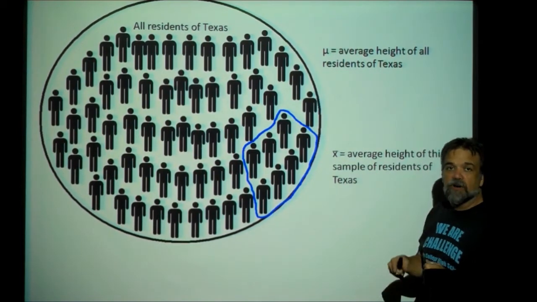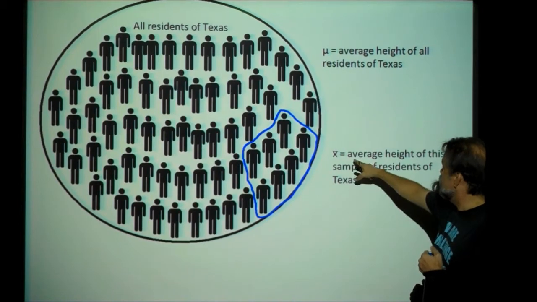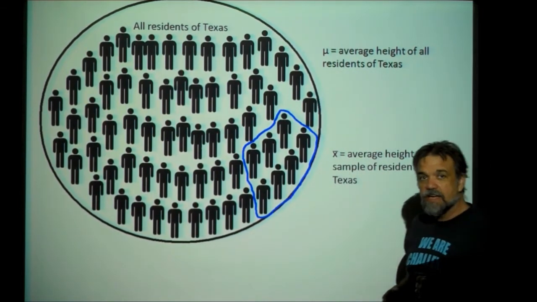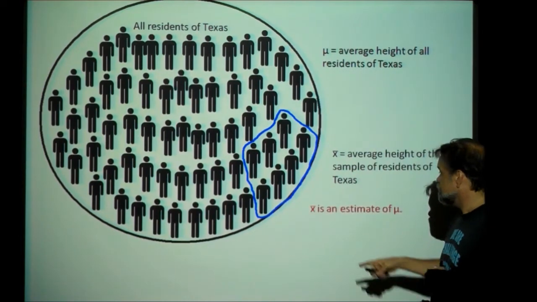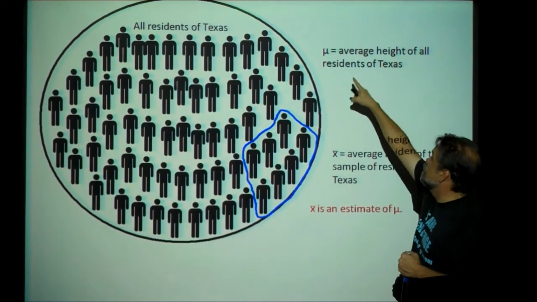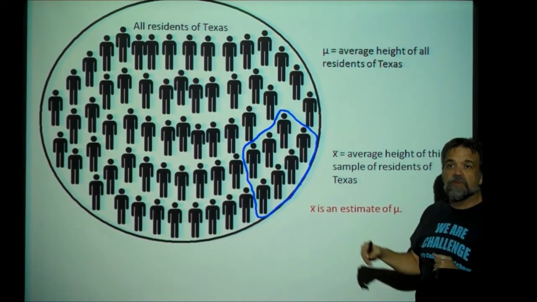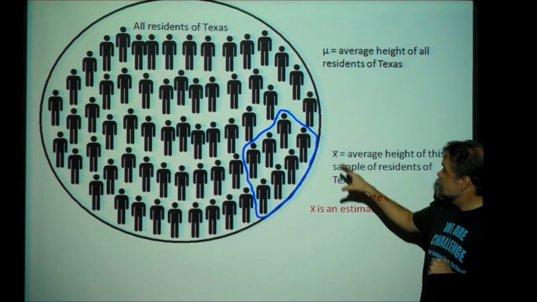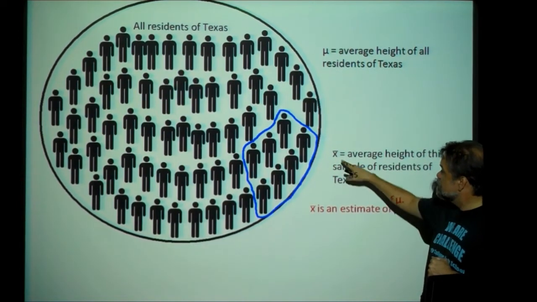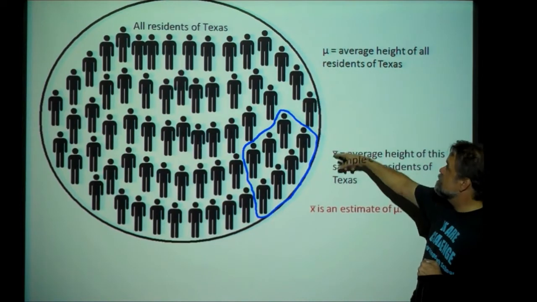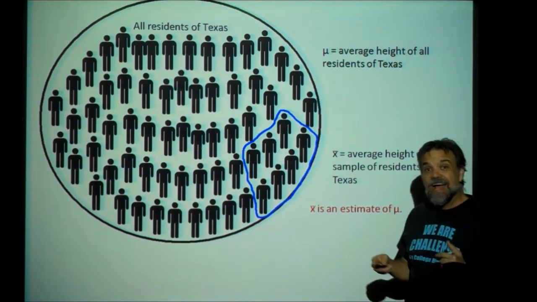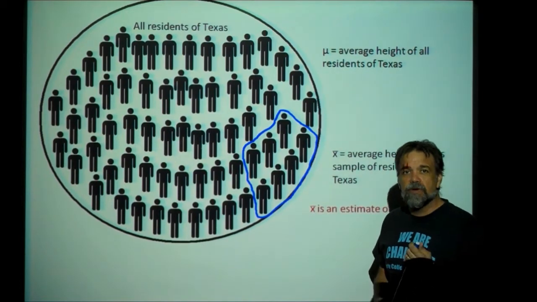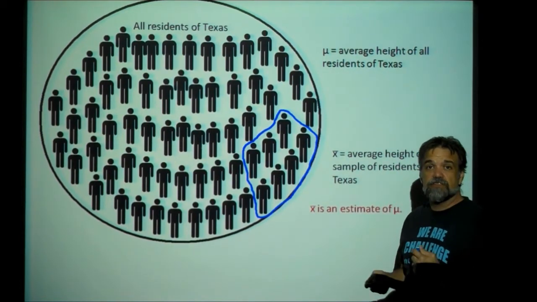So instead of taking the mean height of the entire population, I take the mean height of the sample. And we call this X bar. That's the symbol we usually use for it. So X bar is the average height of this particular sample of residents of Texas. And X bar is, of course, an estimate of mu. Okay? So the whole purpose of taking a sample is to use it as a representative of the entire population. And then to say, well, this sample here, this average here, is going to be an estimate of this average here. Now, how good an estimate is it? That's why you take statistics. That's why you learn about the rules of inferential statistics, to find out just how good your estimate is.